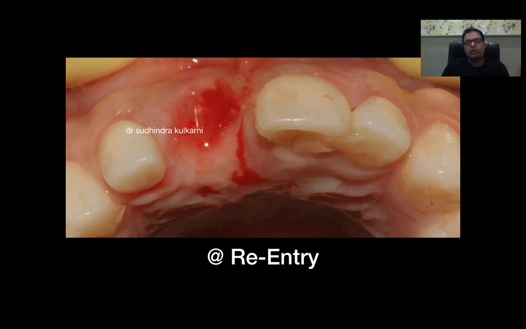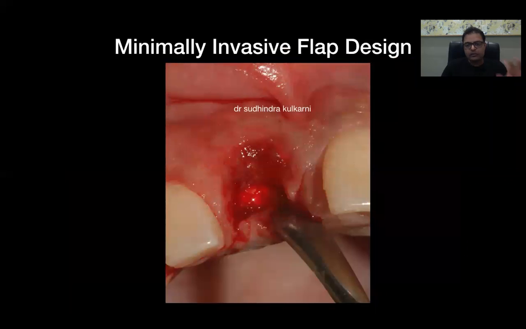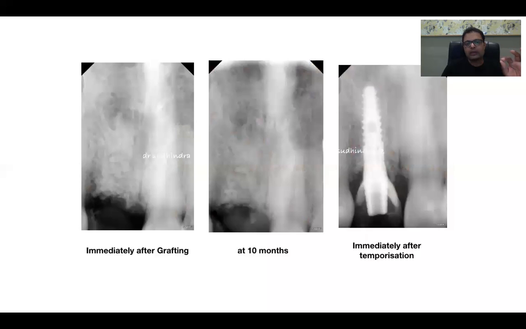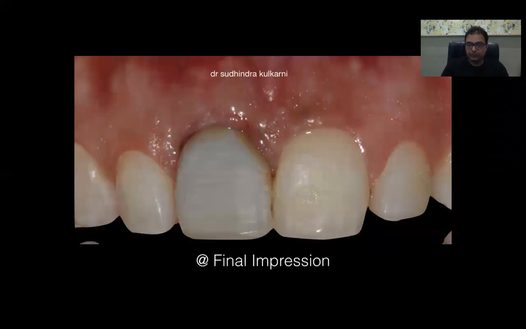There's absolutely no loss of buccal tissue. So you make a small incision, get the implant in, and restore it with a temporary immediately, because the bone that's healed into the socket at the end of 9 or 10 months is very, very beautiful. And this is how the tissues are at final impressions.